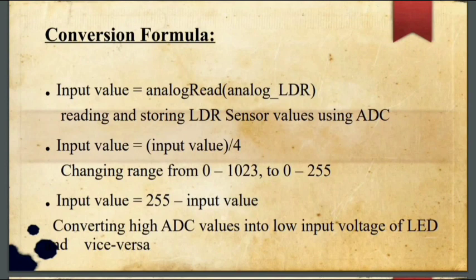Here we use some formulas for the conversion. Input value is equal to analogRead of analog LDR. It is used to read and store LDR sensor values using the analog to digital converter. Input value is equal to input value divided by 4. It changes the range from 0 to 1023 to 0 to 255 values. Input value is equal to 255 minus input value. It converts high ADC values into low input voltage of LED and vice versa.